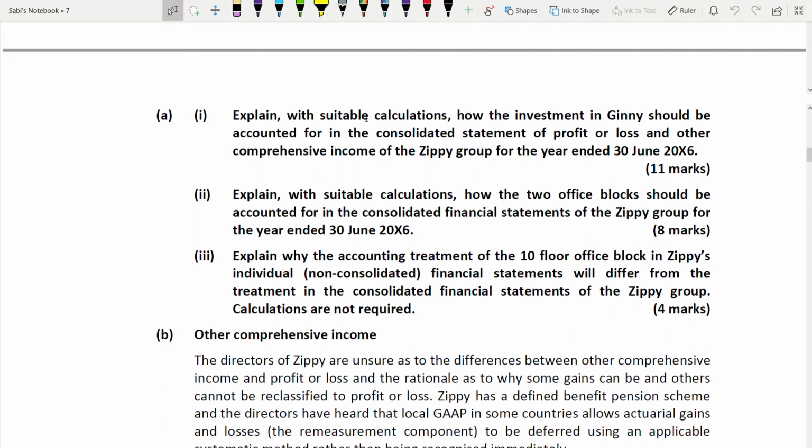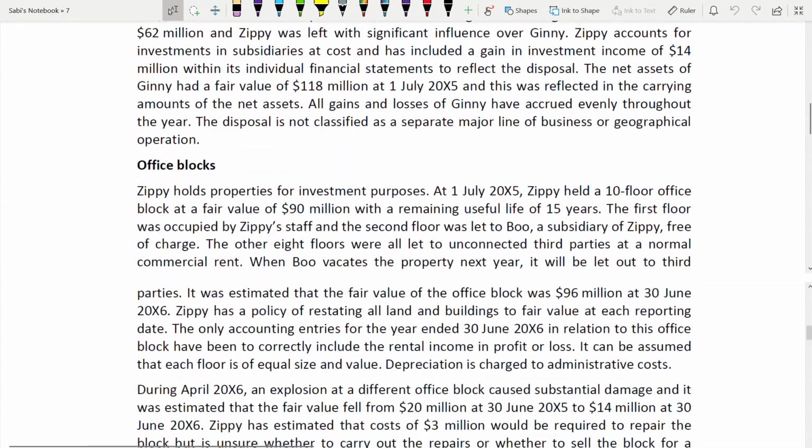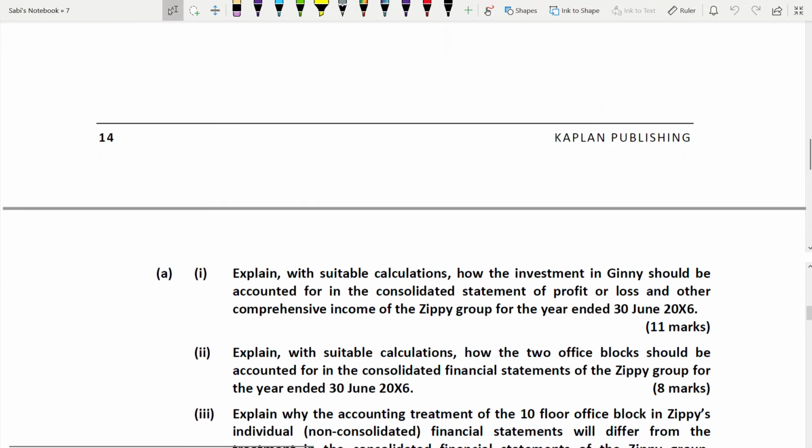For example, what are the things here? They asked for the consolidated statement of profit and loss and other comprehensive income. Here they didn't say consolidated financial statements. So only calculate those items which are needed for the consolidated statement of profit and loss and other comprehensive income. Let me highlight it.